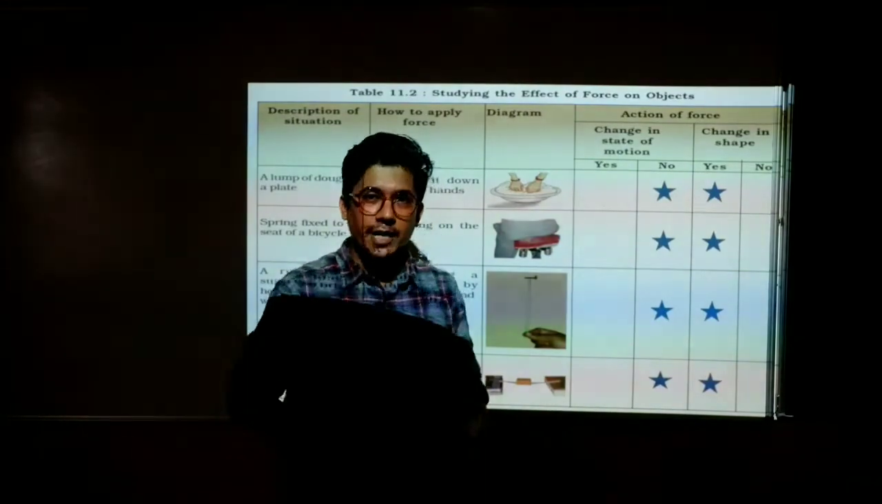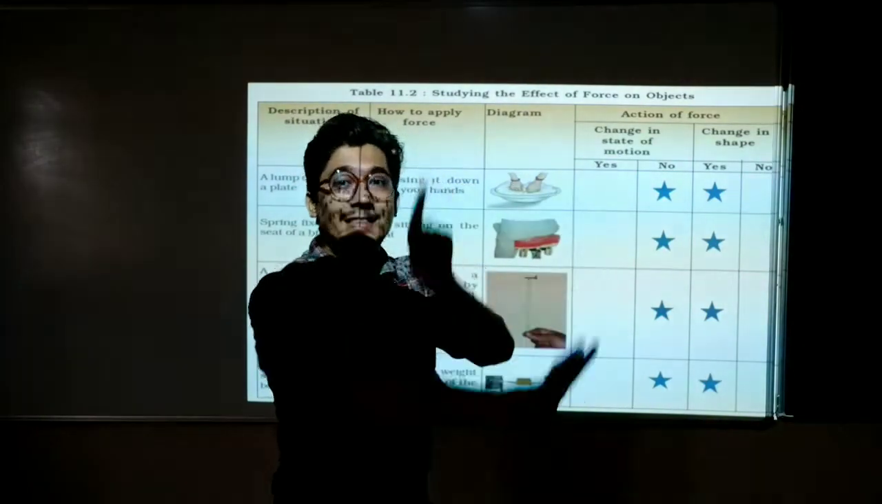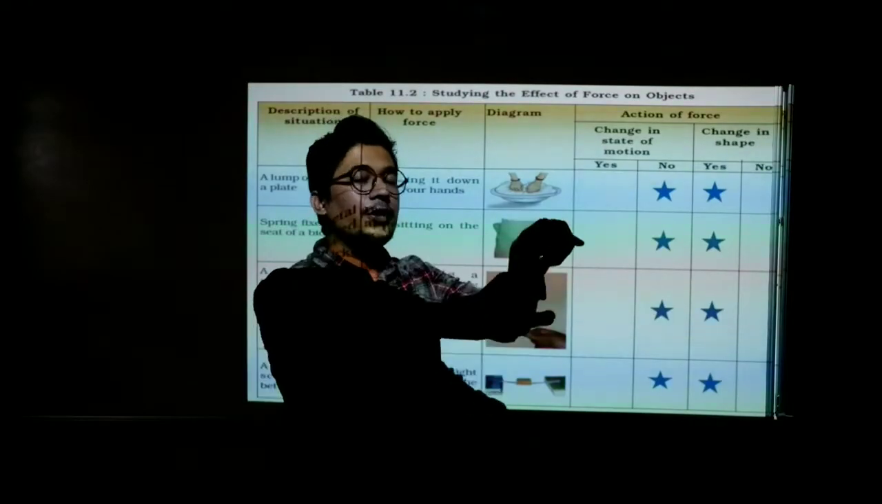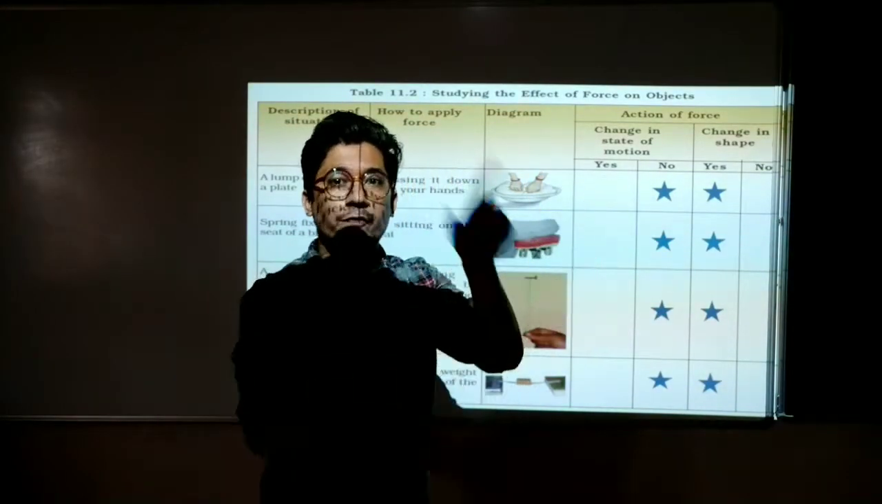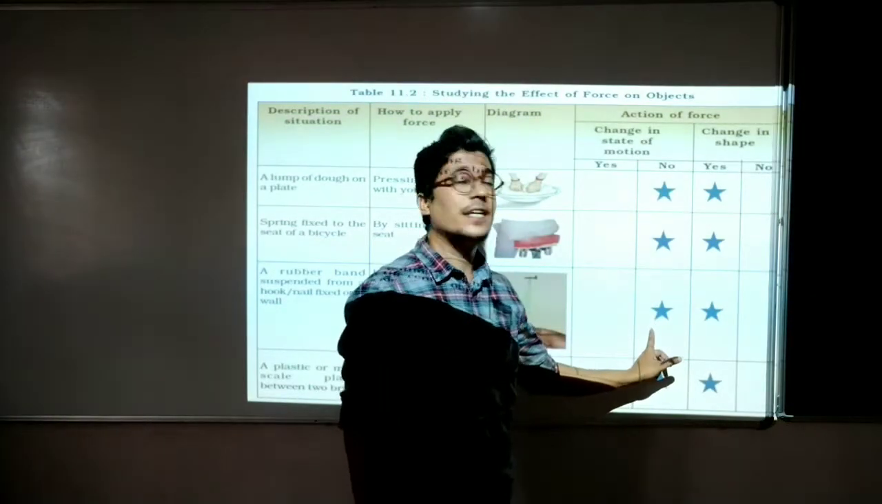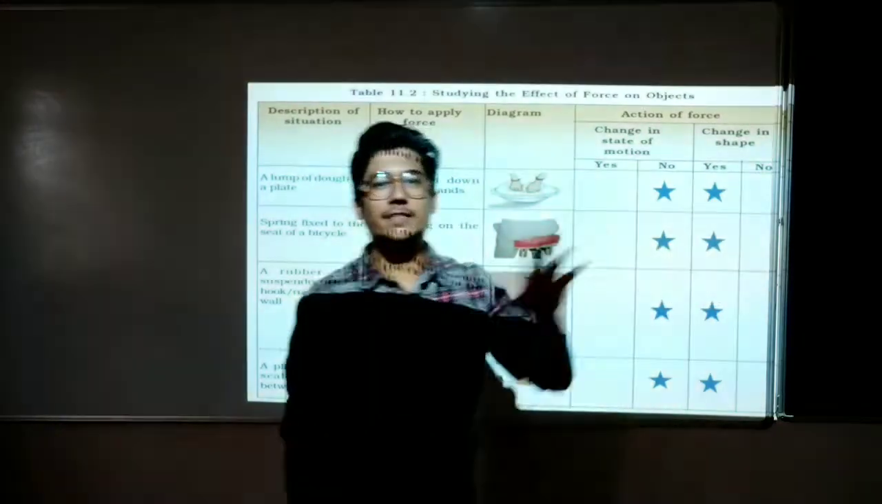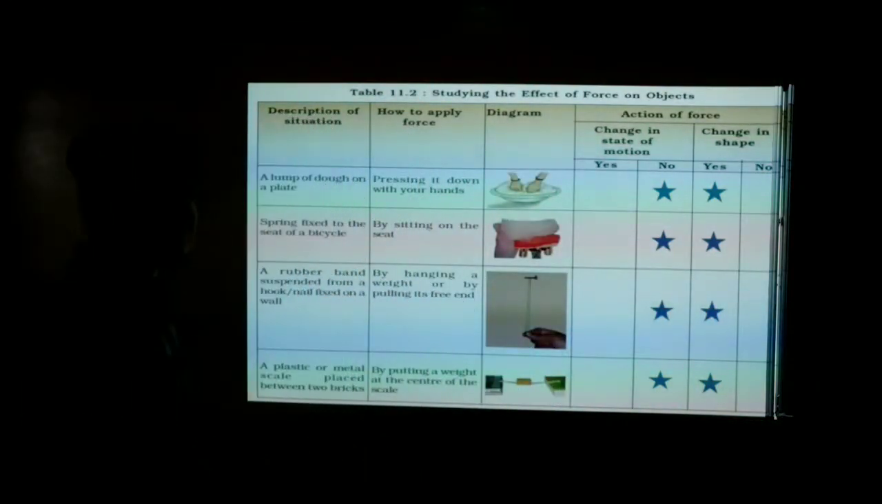But suppose in a classroom you are pulling a rubber band and hitting your friend. In that case, you are releasing the rubber band towards your friend. In that case, change of state of motion is also there and change of shape is also there. So that is a very interesting concept to know.